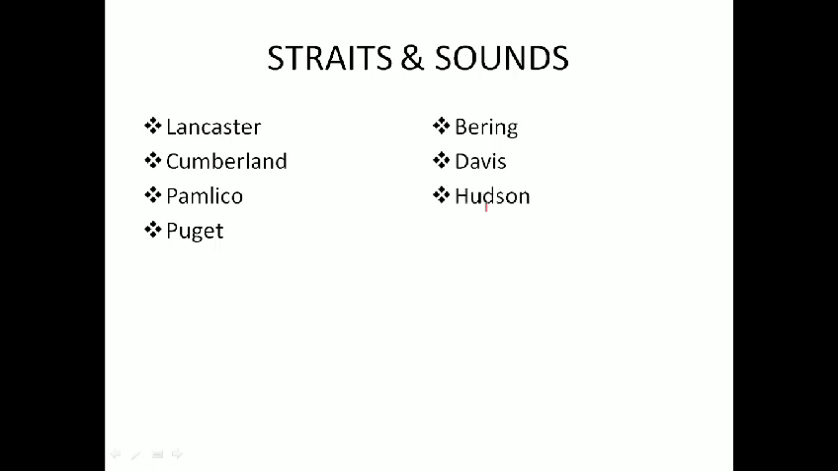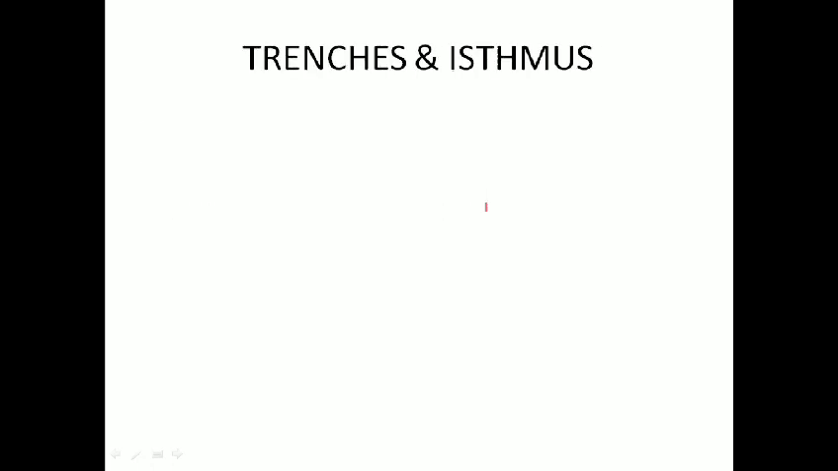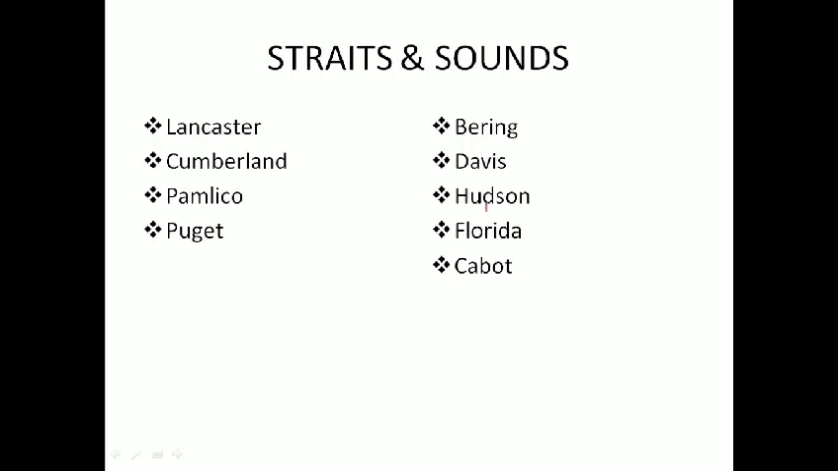Next we have Hudson Strait, Florida Strait, Cabot Strait. Okay, so these are important sounds. So these are all important sounds names. Sounds are a bit larger than straits. That is the difference. Whereas Bering Strait is a narrow passage of water joining two bodies. Whereas when I said it is a channel, it means the water must be flowing freely, then it is a channel.